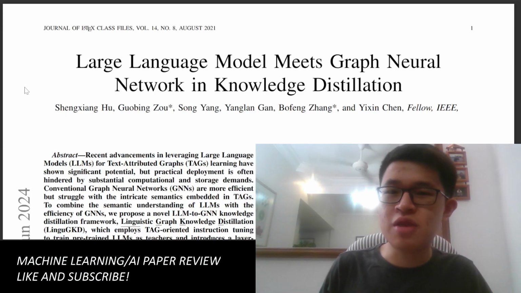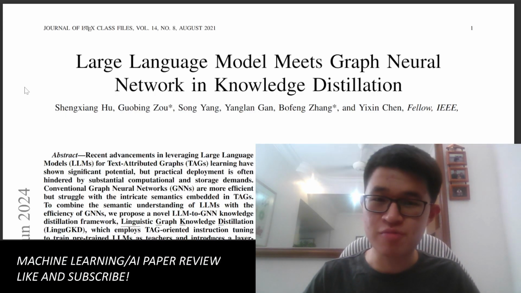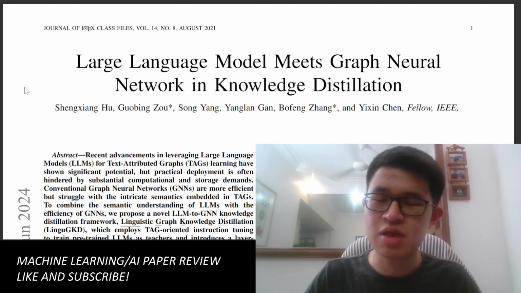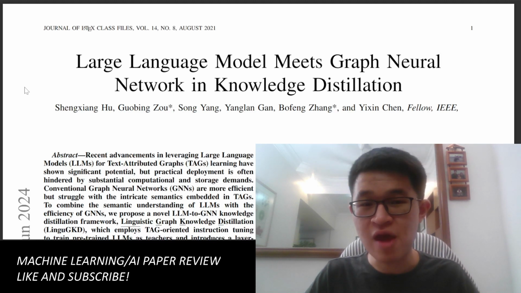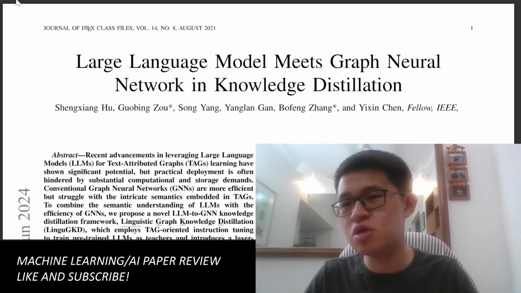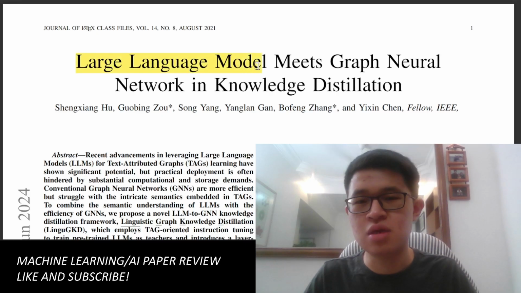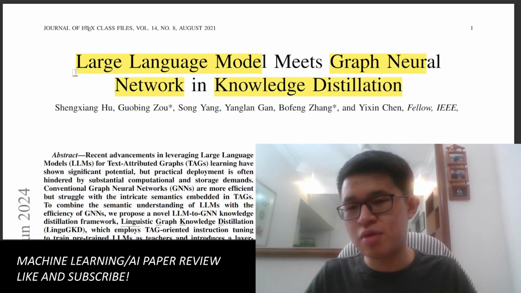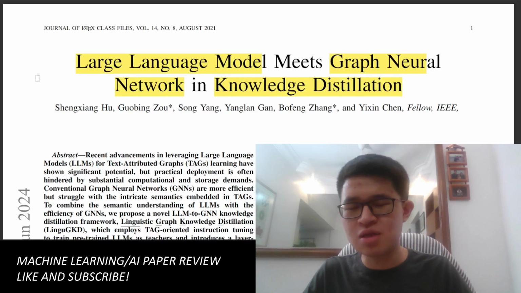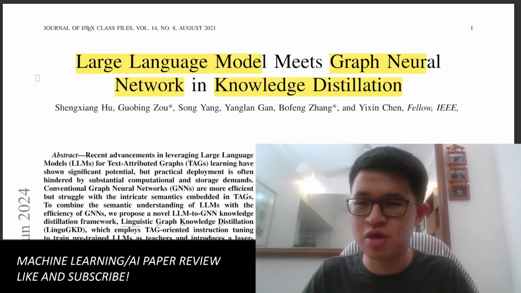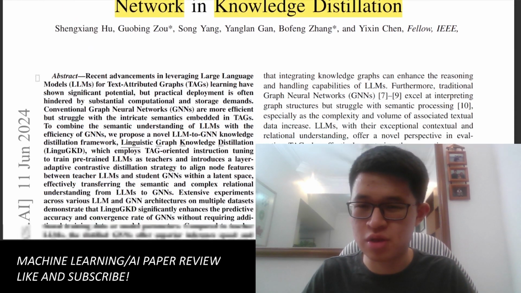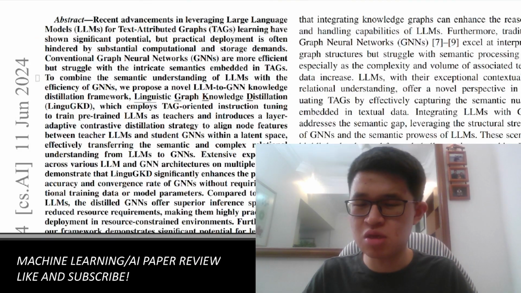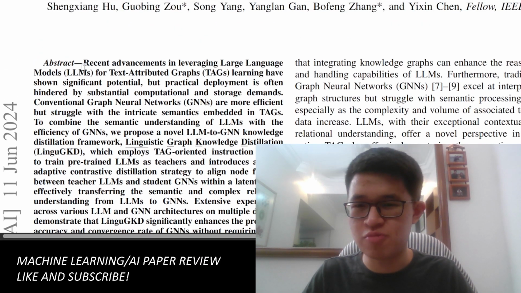From what we can see right here, the paper that we will be going through is titled Large Language Model Meets Graph Neural Network in Knowledge Distillation. Well, there's really three components here, like I say: LLMs and GNN and knowledge distillation. And I'm covering this paper partly because of my PhD research work. So let's take a look at the introduction, shall we?